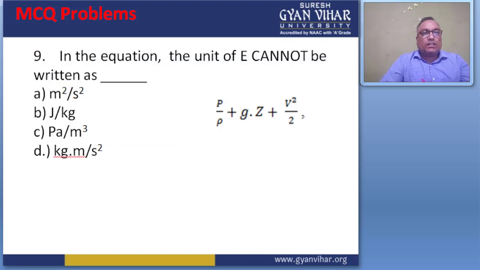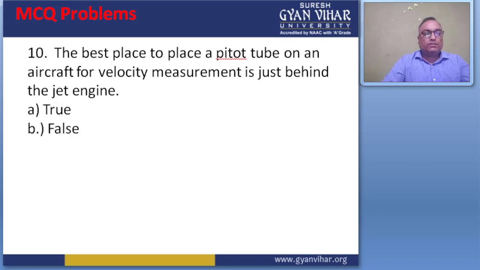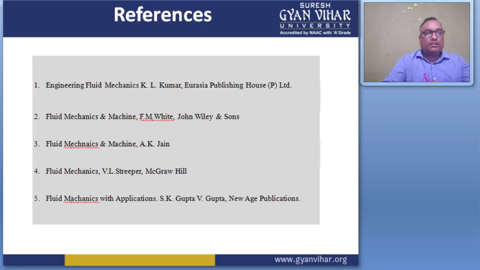And in the equation, the unit of E cannot be written as, and this equation is P by rho plus GZ plus V square by 2. The unit is here, kg per meter per second square. D is the correct answer. For question number 10, the best place for a pitot tube on an aircraft for the velocity measurement is just behind the jet engine. This is a false statement. So B is the correct answer for this question.